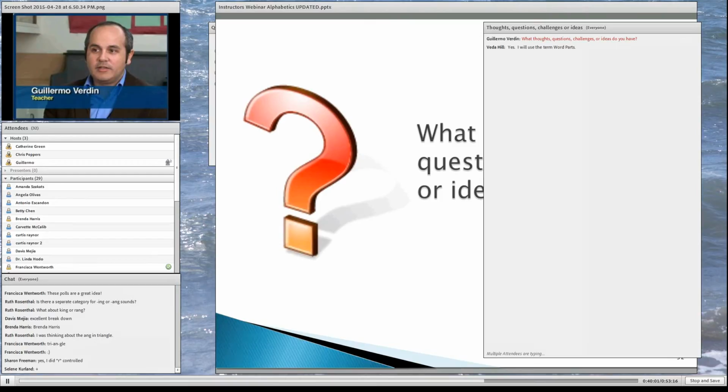Vita, yeah, use the term word parts, because when you say word parts, it could include compound words. You can include the prefixes, suffixes, the syllable types. Would this information confuse some of the students?